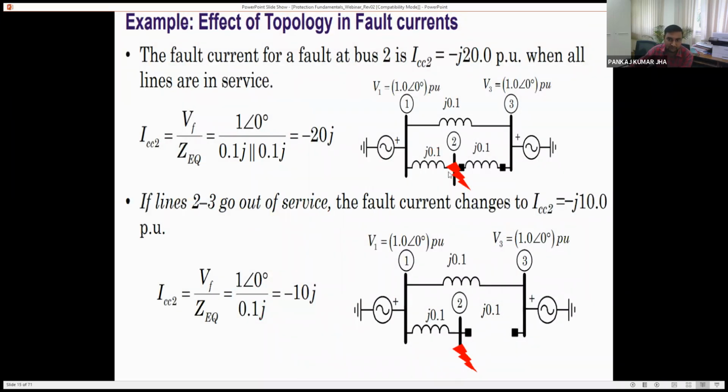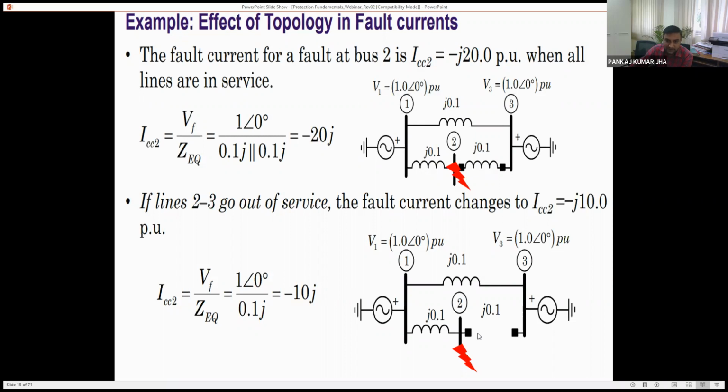Now, what are the conditions? Suppose there is a fault on Bus 2. Whenever there is a fault on Bus 2, what will be the total fault current? The total fault current will be this voltage divided by the impedance at this point, and this impedance will be two impedances of 0.1 connected in parallel. So that will be my current. I'm not going into detail about these calculations, only focus on this point. Once there is a fault on this bus with all the elements in service, your fault current is 20 pu, that is 20 per unit.